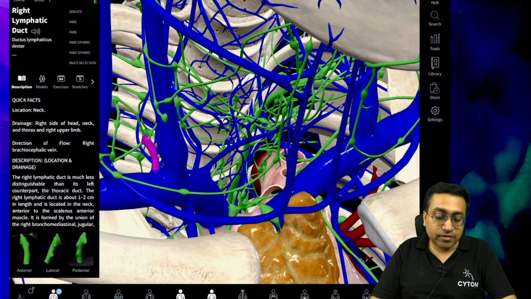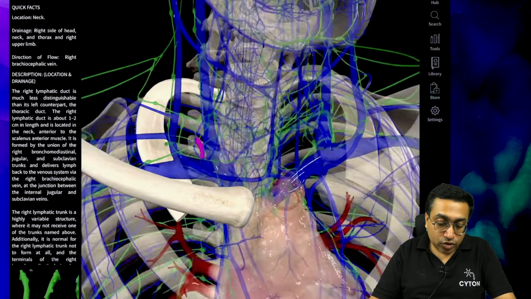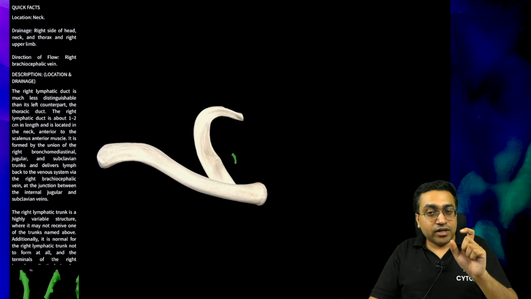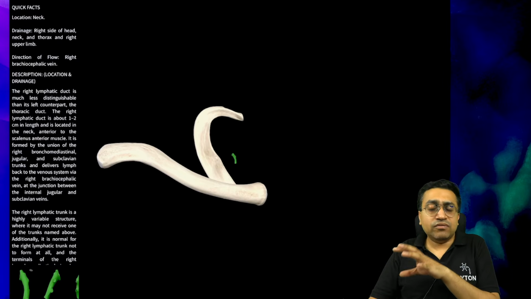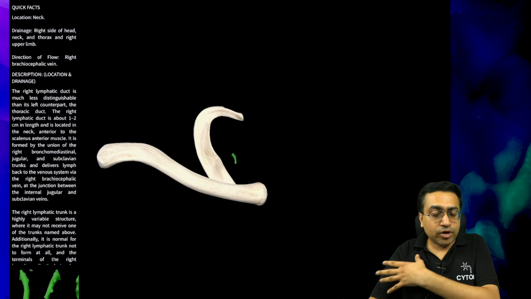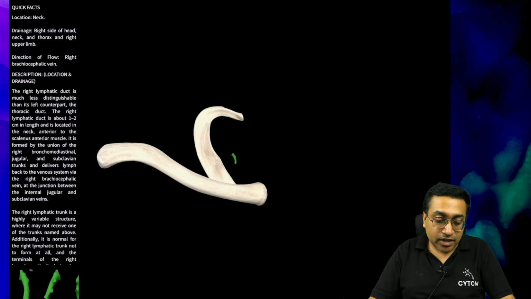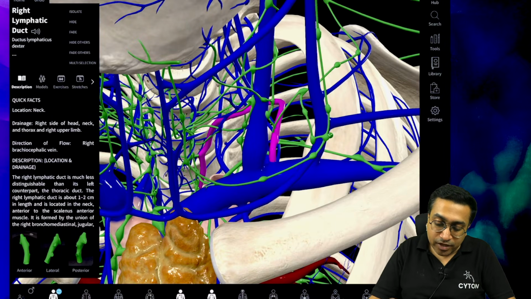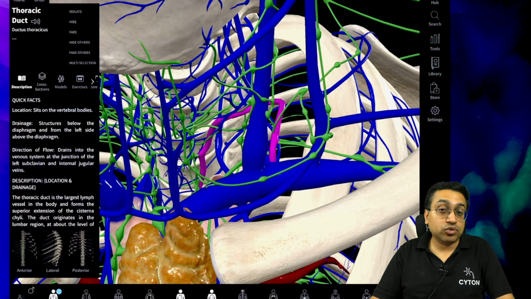So we have this on the right side, that is the right lymphatic duct. If I isolate and show you, it is just this much, so small, right? So the right lymphatic duct will take away all the lymphatic drainage of the right side of the upper half of the body. We will discuss that. And talking about the left side, we have a structure which is known as the thoracic duct.